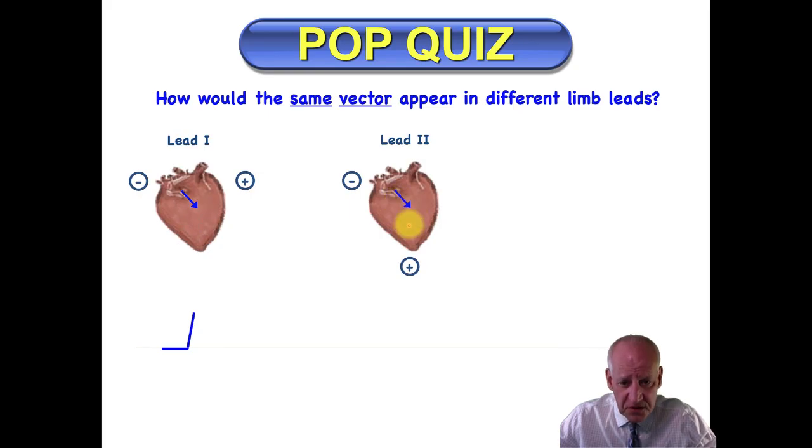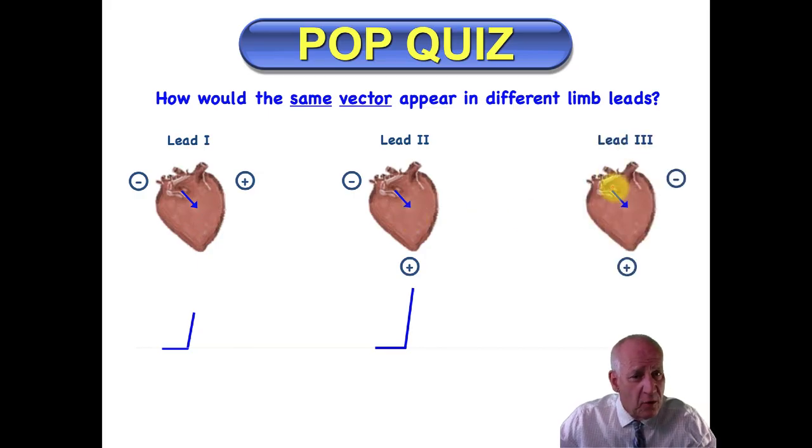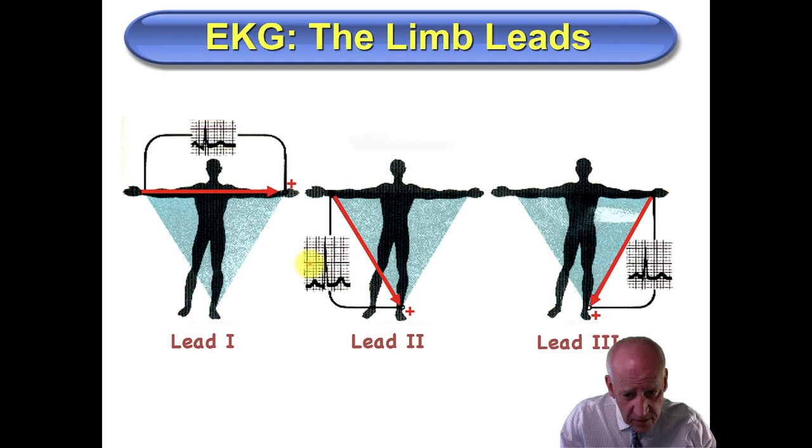Would it be larger or smaller? It would be larger because this vector is oriented a little bit more parallel, in line with the lead axis of lead 2. And finally, how would this same vector appear in lead 3? Positive pole down toward the apex, negative pole up at the left shoulder. Is the vector pointed toward the positive electrode? Yes, it is, a little bit. So it would be a small positive deflection. Okay, very good.